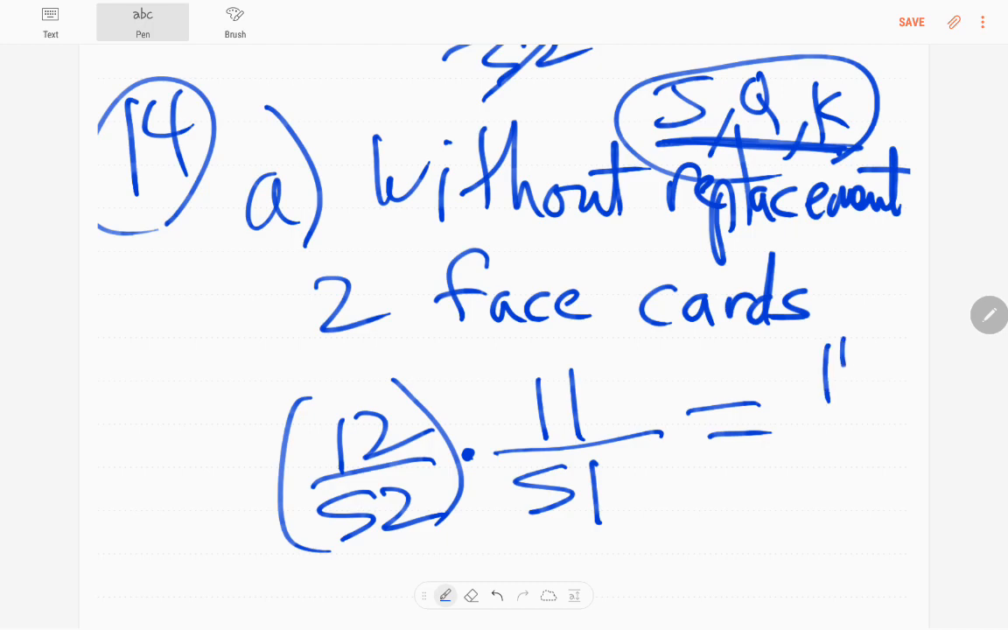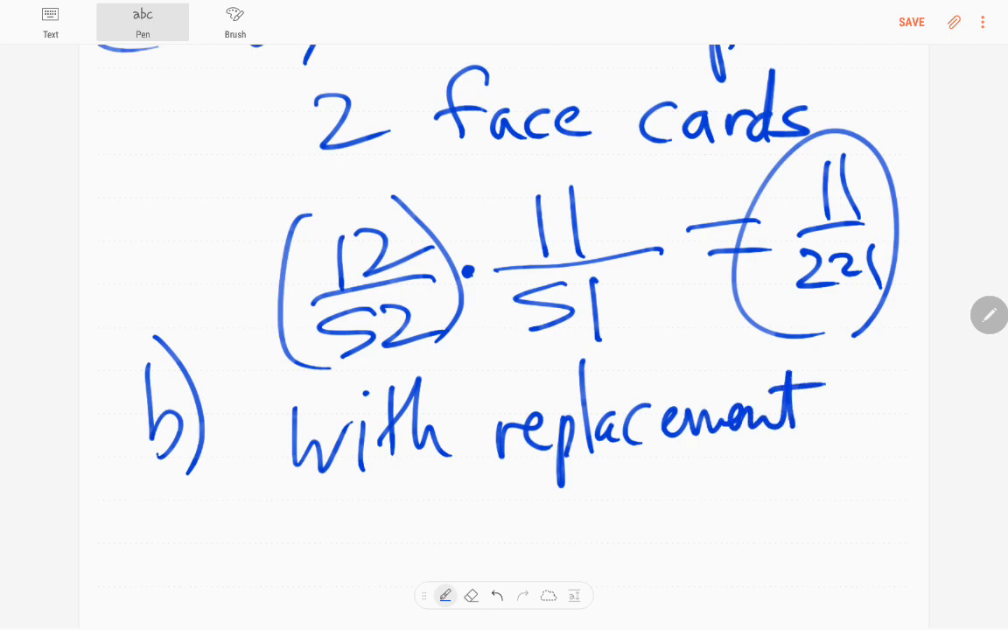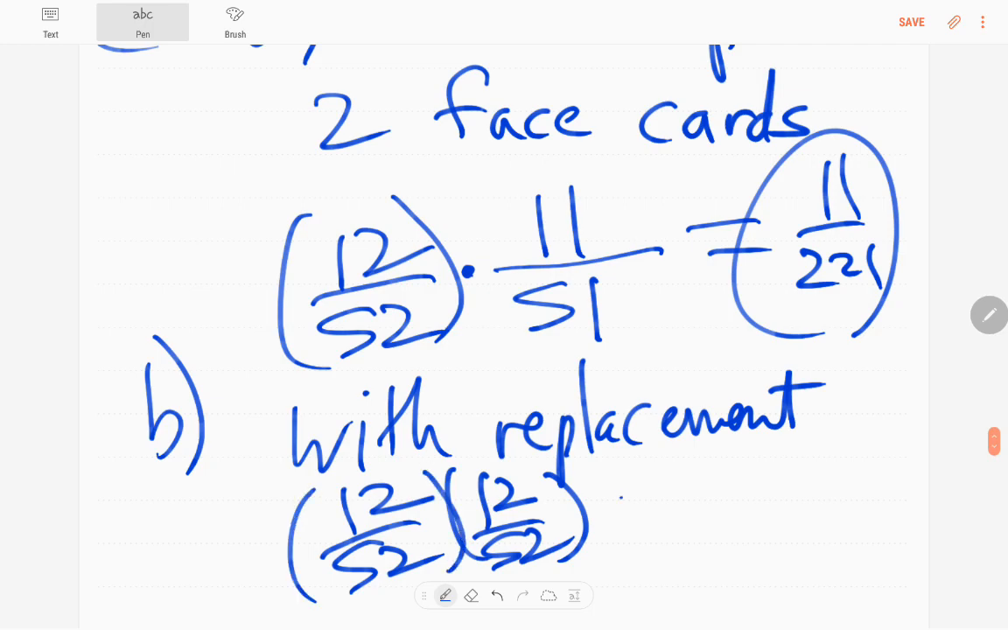So 11 out of 221. And part B is actually easier. This one is with replacement. That means we put the first card back in the deck. Well, the first factor is the same. But in this case, the second factor will also be 12 out of 52 because you're putting it right back in the deck.